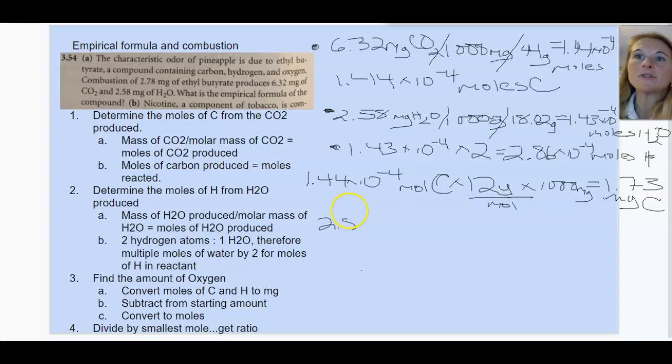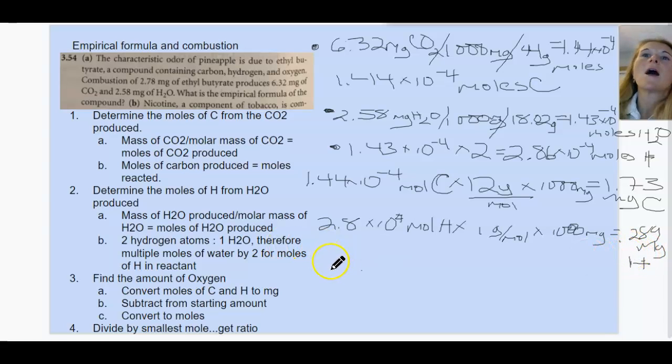So we know we have 2.86 times 10 to the negative 4 moles. Sorry, my handwriting is a little messy here. It's the digital tablet. And we know that it is 1 gram per mole that we are multiplying by, and then we are going to multiply by 1,000 to get it back into milligrams. And that gives us 0.289 milligrams of hydrogen. Yeah, that's an H.